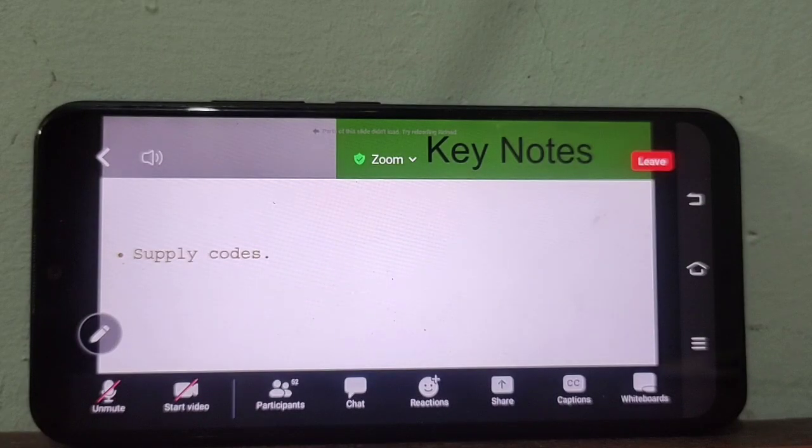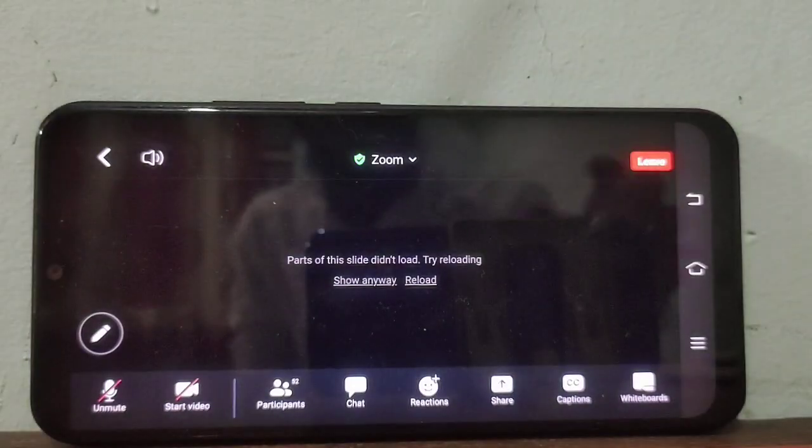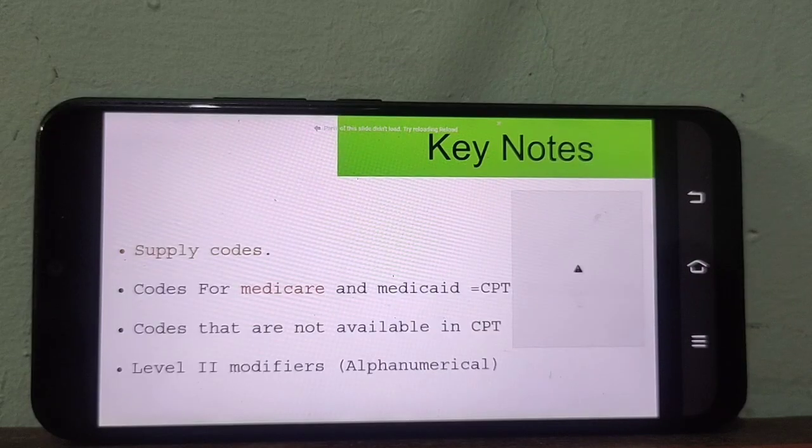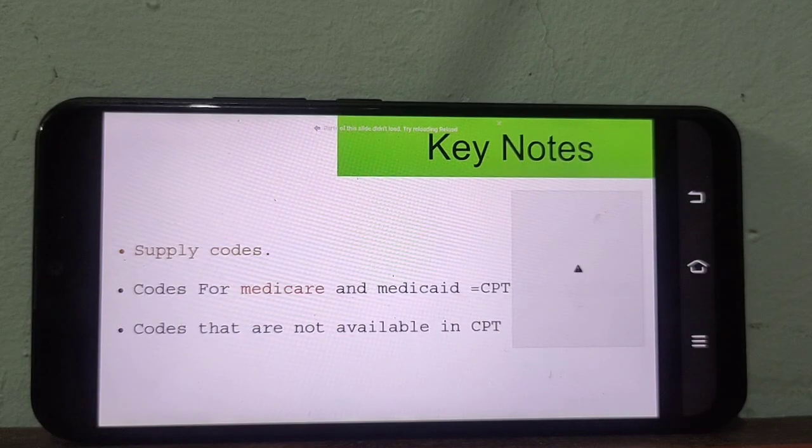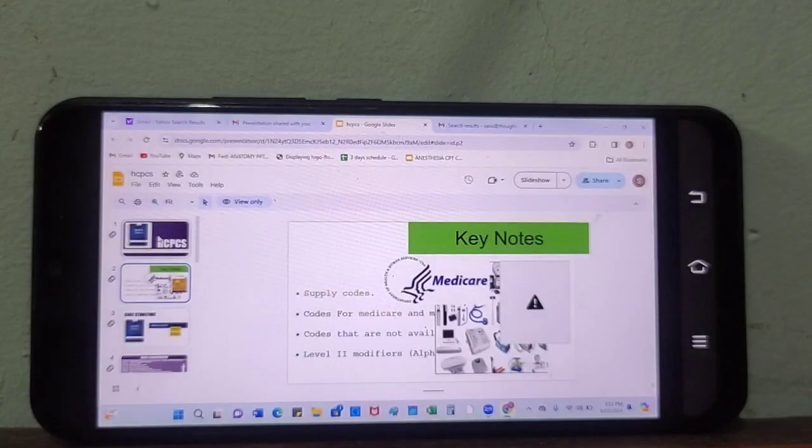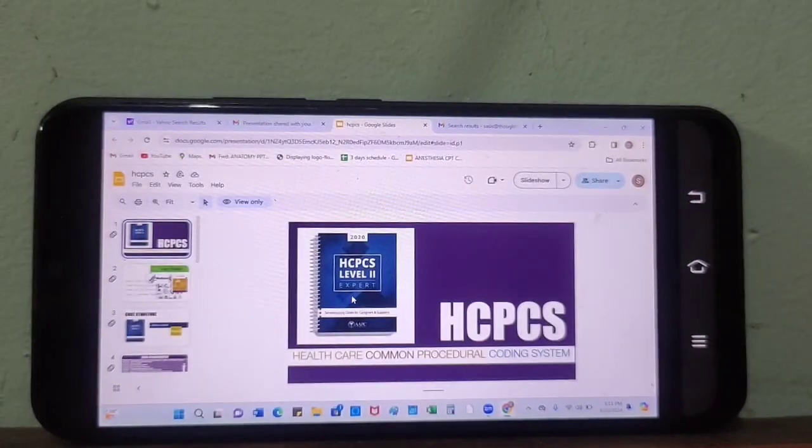Am I right? Okay, yes, sorry. HCPCS codes are level 2. HCPCS codes are not present in our CPT book. They are present in a separate book. See, this is the HCPCS book.